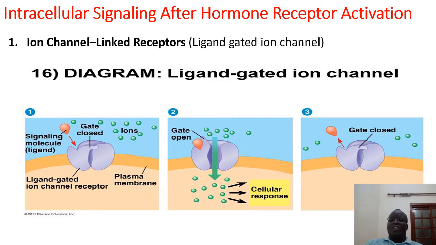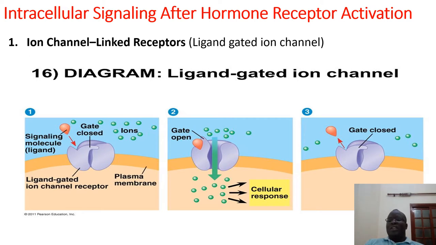So if it's calcium that is entering, you know calcium will go and bind to calmodulin if it's smooth muscle, or it can go and bind to troponin C if skeletal muscle or cardiac muscle. Once there is that interaction, it will bring about smooth muscle, skeletal muscle, or cardiac muscle contraction. So the cellular response that you are going to get there is cell contraction. That's just an example.